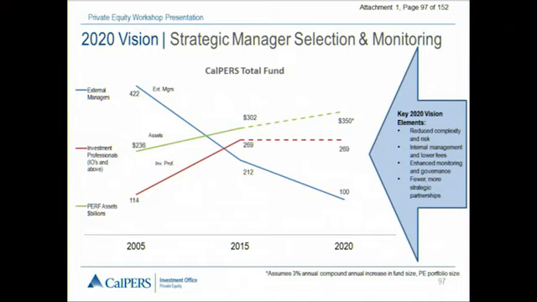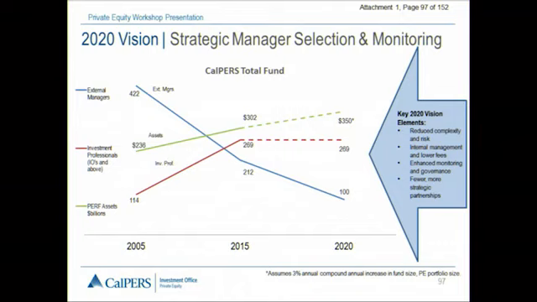And this slide gives you a sense of this at the total fund level. You can see on the far left, looking back to 2005, we had over 400 external managers at that time. You can see that number reducing to a little over 200, 212 currently. And our goal in 2020 is to have 100 external managers across the total fund.